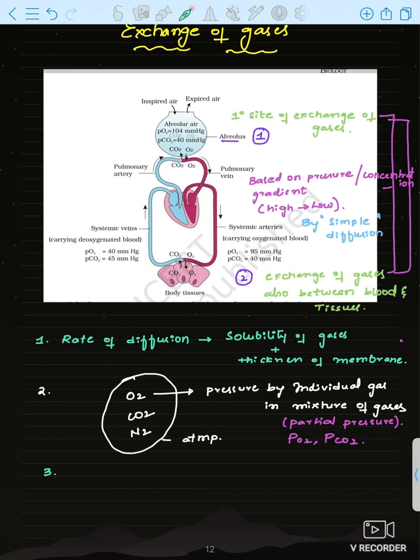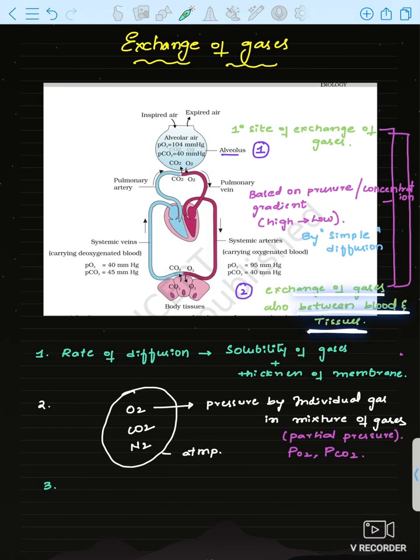So here you can see in two places exchange of gases will occur. First at the alveolar site. Here it is the primary site of exchange of gases, the alveolus. Second, exchange of gases also occurs between the tissues and the blood. How will exchange of gases occur? Based on pressure or concentration gradient. Every time, from high pressure to low pressure only, exchange of gases will occur, that is by simple diffusion.